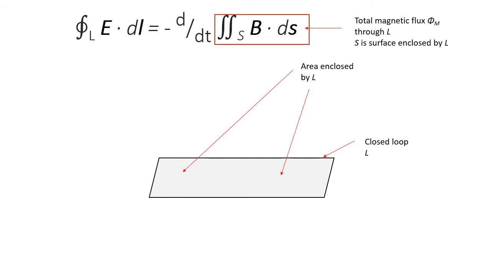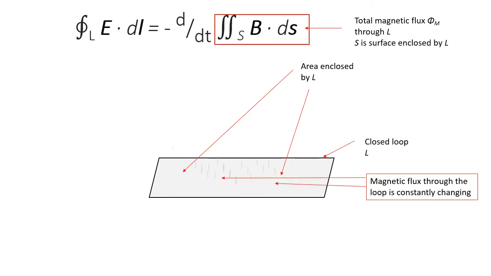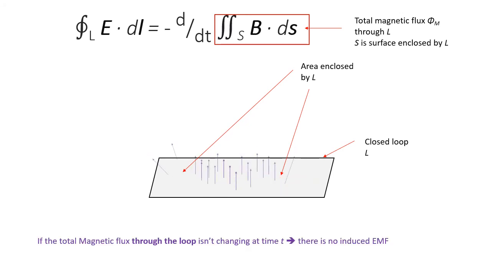Okay, well let's look at the right-hand side. The integral on the right-hand side is the total magnetic flux through the closed loop L. S is the surface enclosed by this closed loop. So what this also tells us, because the induced EMF is equal to the negative of the rate of change of the total magnetic flux, is that if the magnetic flux isn't changing, it's fixed, there is no induced EMF.